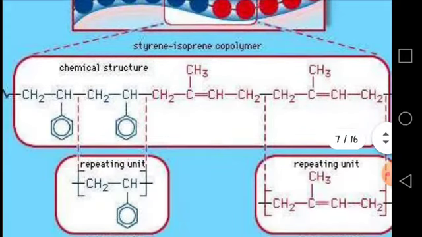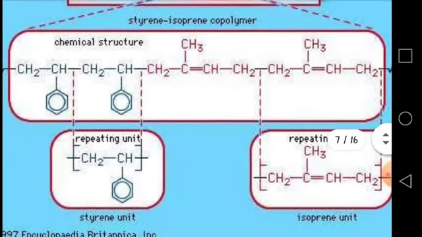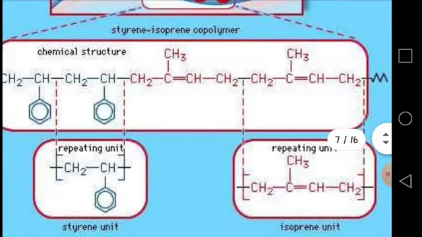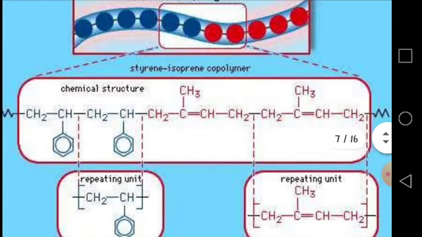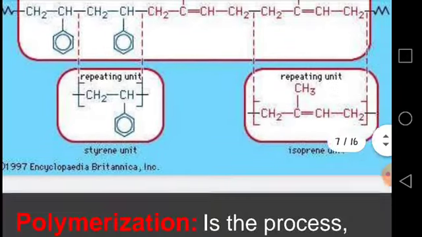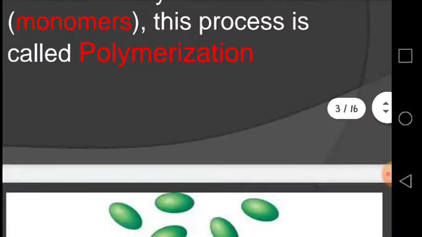The example from your book: this is a styrene unit and an isoprene unit. When these two different units combine with each other, they form a long chain of polymer, and such polymers are called copolymers. So after having this understanding about homopolymers and copolymers, now we are moving towards the process.